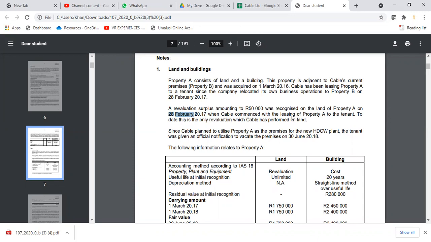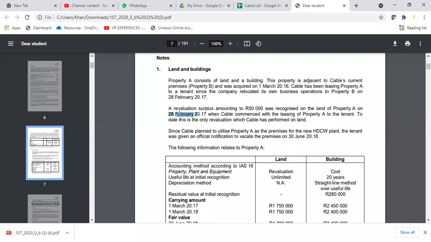So what they're trying to say over here is that property A was first used as PPE, because Cable used to use it for the operations. When they relocated to property B, they no longer needed property A and they started leasing it. So that means on 28 February 2017, property A went from PPE to investment property. Take note of that.